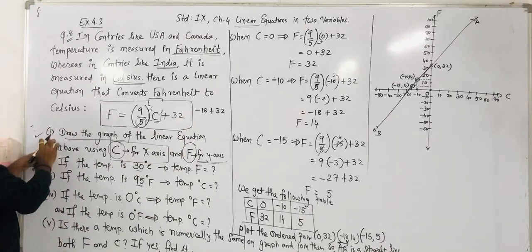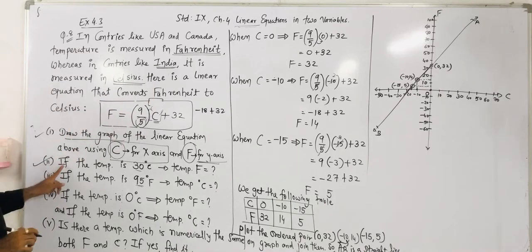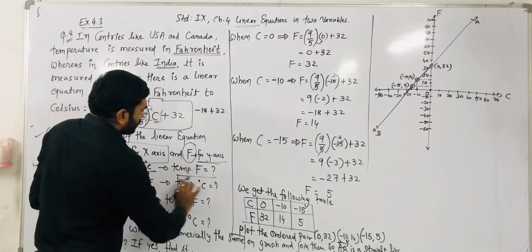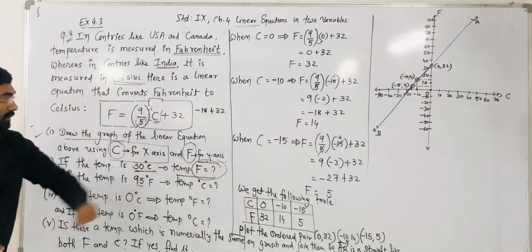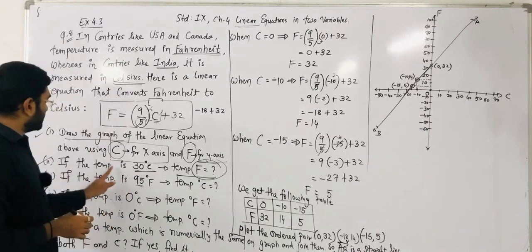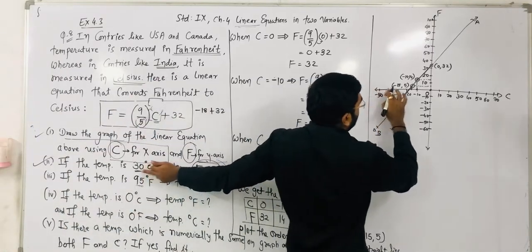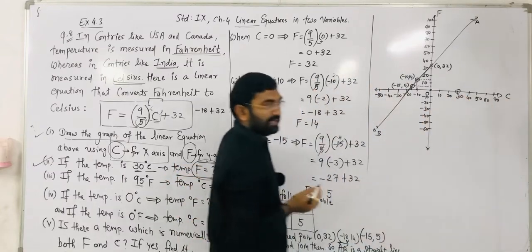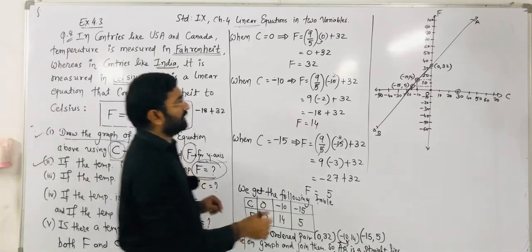Now, the first question we completed, draw the graph. That is our graph. Now, second question. They say, if the temperature is 30 degrees Celsius, then what is the temperature in Fahrenheit? So how can we get this value, the temperature in Fahrenheit, from the graph? On the x-axis, the temperature is 30 degrees Celsius. So on the graph, we have to check. On the graph, this is our Celsius. Where is our 30 degree value? Here we get the 30 degree value.